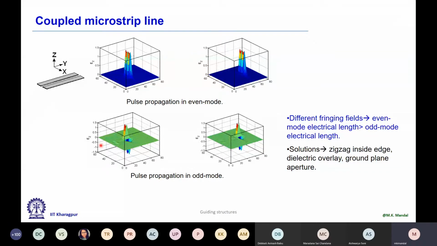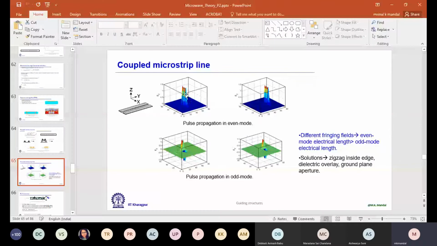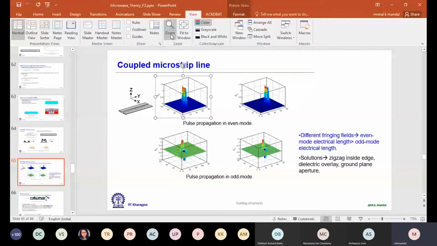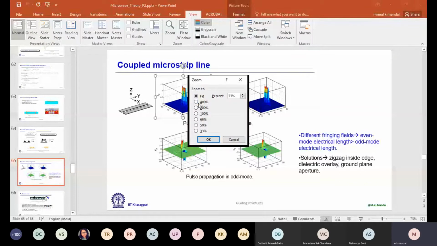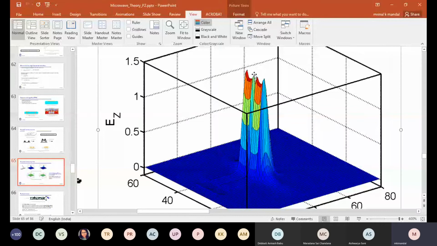So what I am drawing here is the EZ component just below the strip. Let me see if I zoom in, whether that difference is visible or not. Okay, this difference is very small for the situation which I chose here. So inner tips should be down compared to the outer tips.